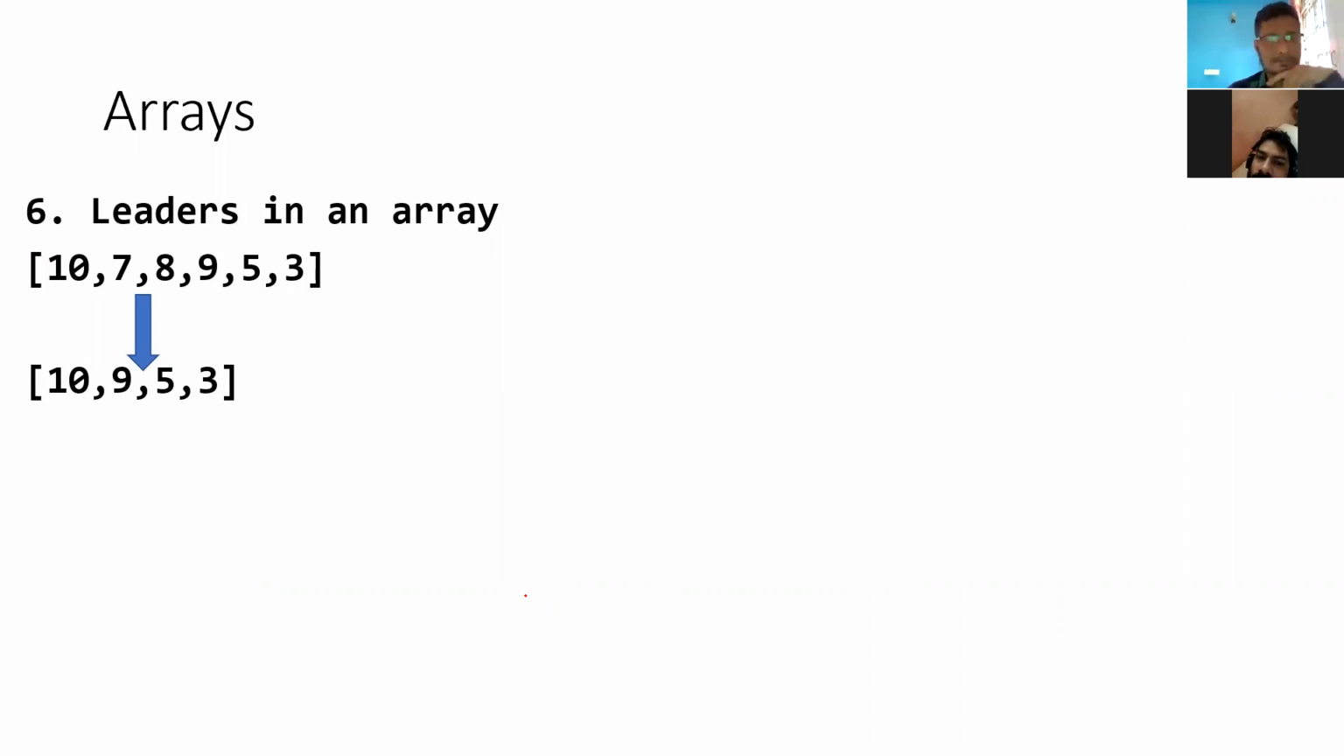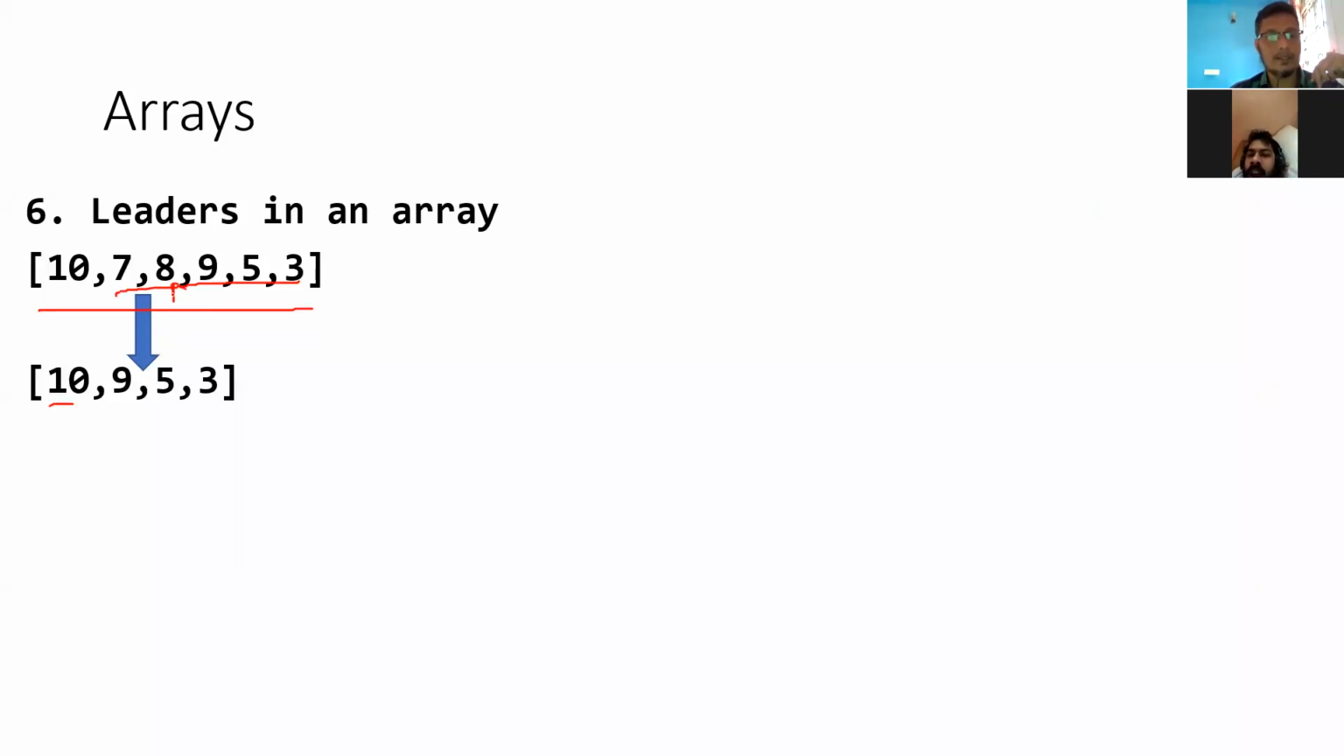So what is a leader? Given this array, a leader is an element for which no greater element exists on the right side of it. For example, if you consider 10, there are no elements on the right side which are greater than 10, so 10 can be considered a leader. Moving to the next, 7 is not a leader. Why? Because 8 exists, and 8 is greater than 7.